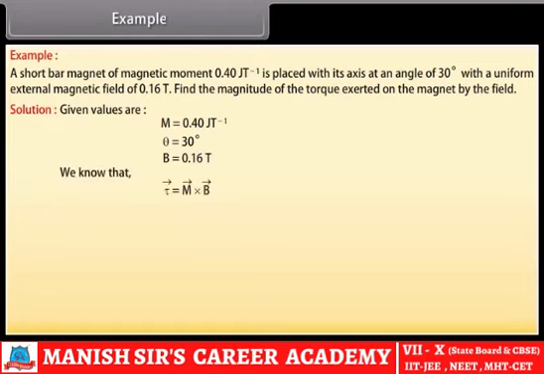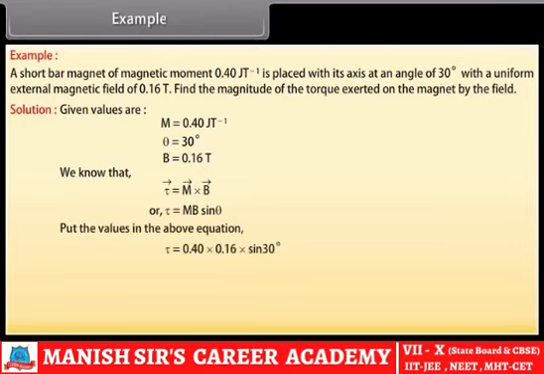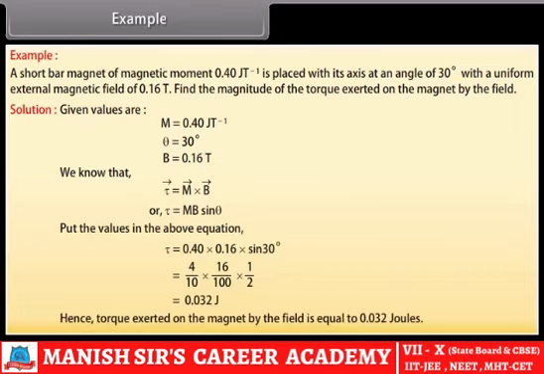We know that τ = m × B, or in terms of magnitude, τ = mB sin θ. Put the values in the above equation. τ = 0.40 × 0.16 × sin 30 degrees. On calculating, we get the value of τ equal to 0.032 joules. Hence, the torque exerted on the magnet by the field is equal to 0.032 joules.